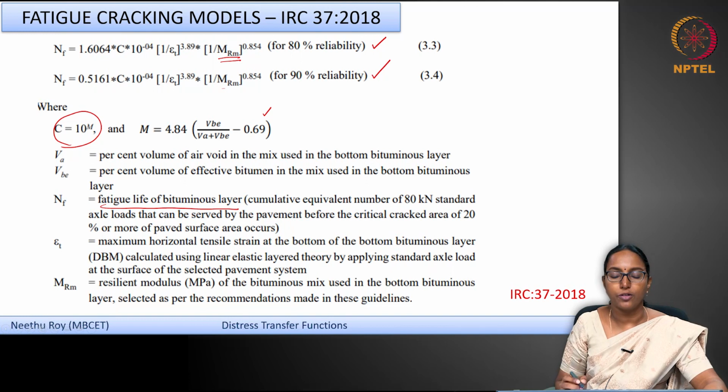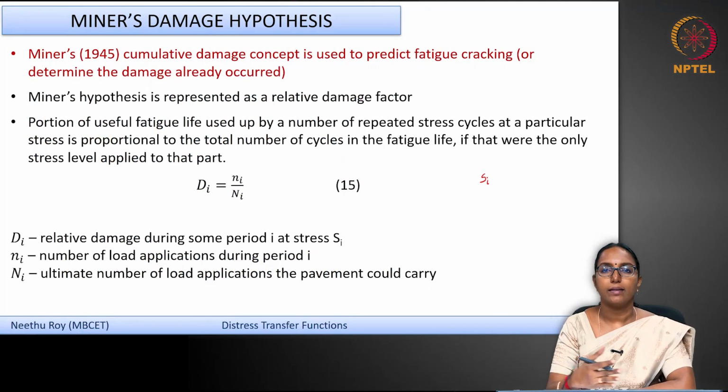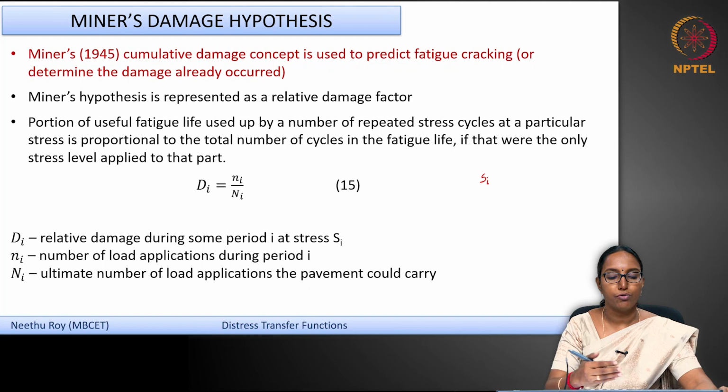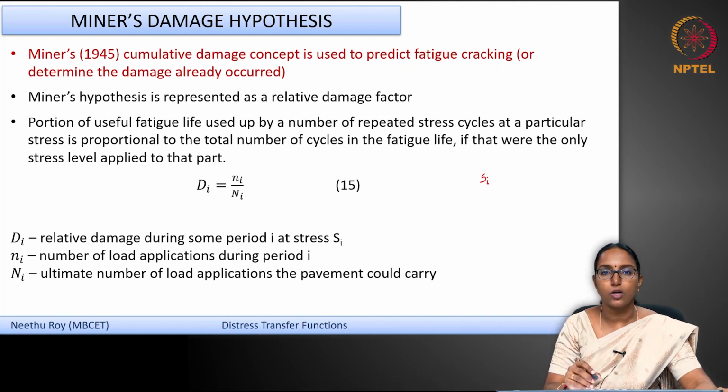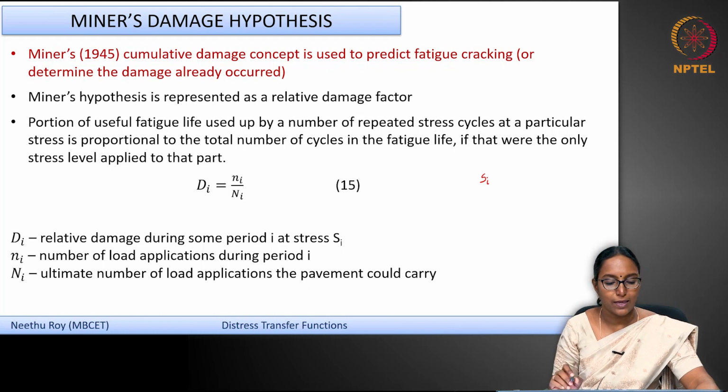Now, what is the loading that you have to consider? You have to consider the equivalent standard axle load of 80 kilonewton, that is a single axle dual wheel that we have already discussed in traffic. Now, the damage that accumulates over a period of time due to fatigue cracking can be explained using the Miner's cumulative damage concept. This concept can be used either to predict the fatigue cracking or determine the damage that has already occurred. Now, what is this Miner's hypothesis?